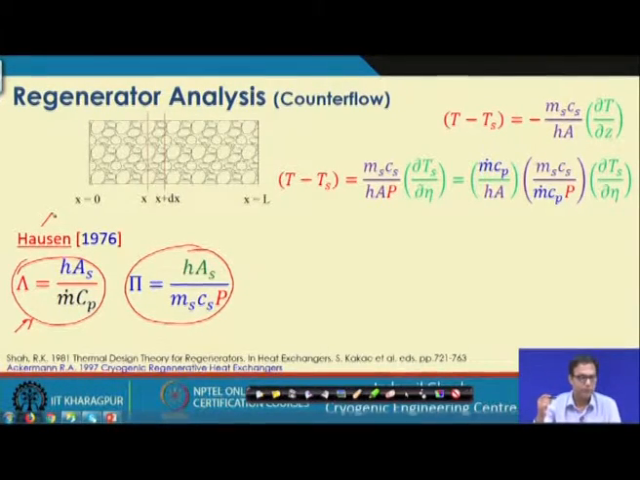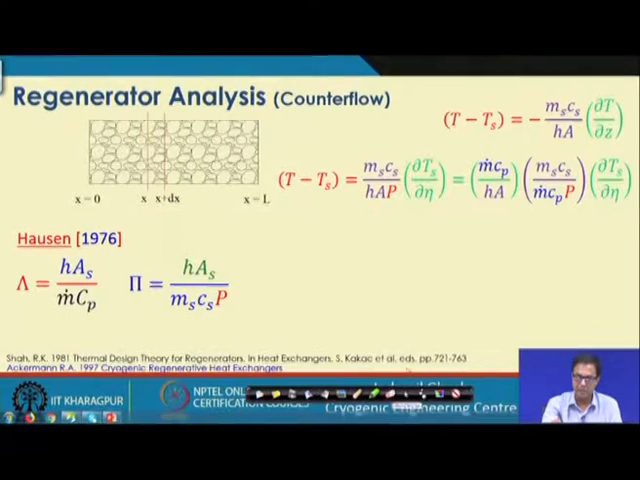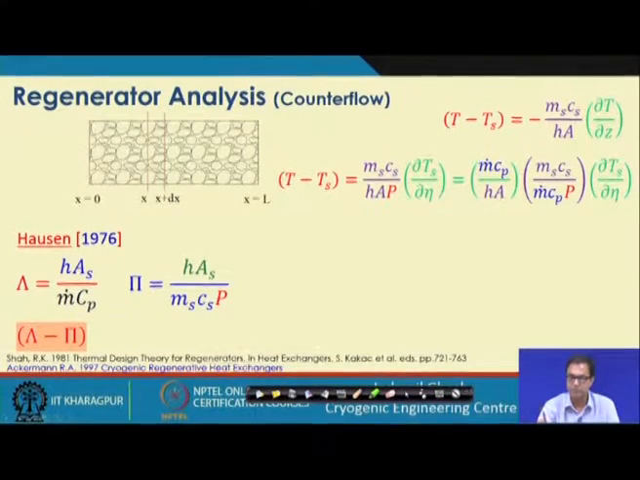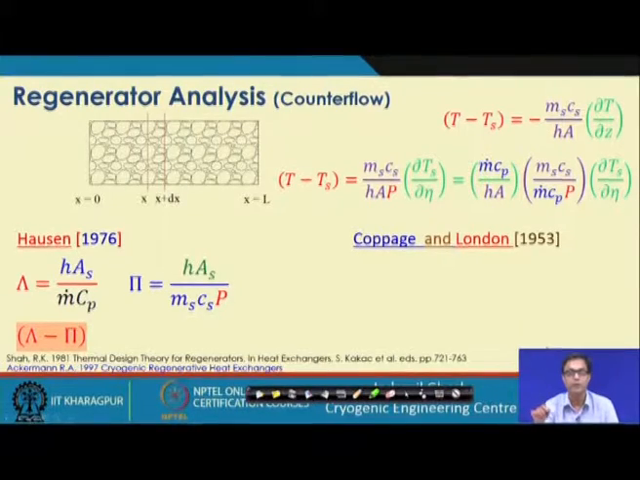and this analysis is known as the lambda pi method. The other method was proposed by London and Coppage, and this is pretty similar to the heat exchanger analysis that we are familiar with, and this is called the epsilon NTU approach of solving the counter current regenerator, which is fixed bed type.